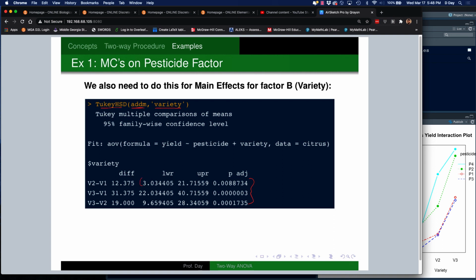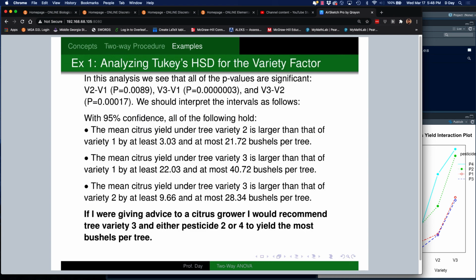So we're seeing that play out here. And notice that all the endpoints for our confidence intervals are positive, for the lower and upper bounds for the mean difference between these groups. Okay. And so that means that variety 2 bested variety 1, variety 3 bested variety 1. That's what we saw in the box plot. And then variety 3 was better than variety 2 by a certain margin as well. And so that's really good. And so we can make a note of that here: all the following p-values were significant: v2 minus v1, v3 minus v1, and v3 minus v2.